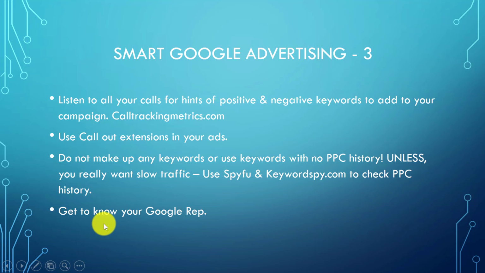Get to know your Google rep. Call them up. Ask them questions. Pick their brains. Ask them, hey, what can I do better in my campaign? Some of these guys know a lot of information. Some of these guys don't know that much information. So it's kind of hit and miss, but at least start picking their brains a little bit.